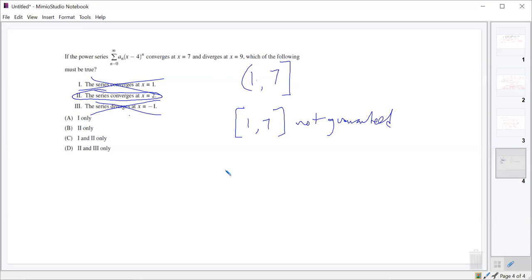And since it diverges at 9, we could go as far as to say that this could be true. It could converge for -1, but diverge at 9, and that could be our interval. But that's not guaranteed either. This is the only interval in which it's guaranteed to be true. Does that make sense? So that's B. Hopefully that makes sense.